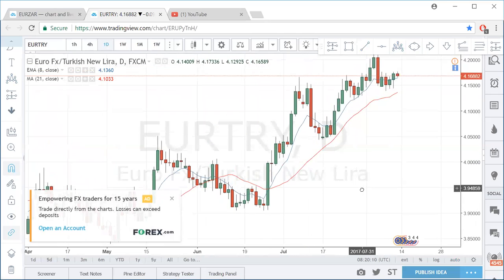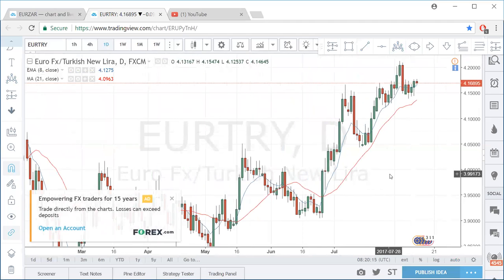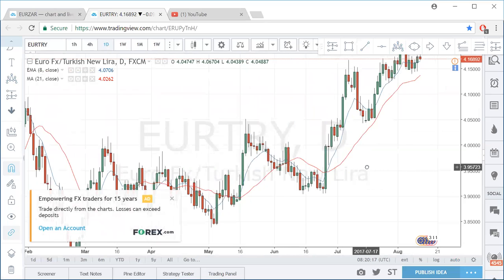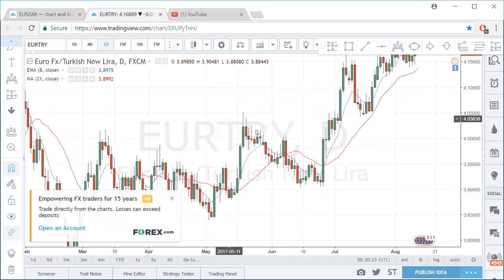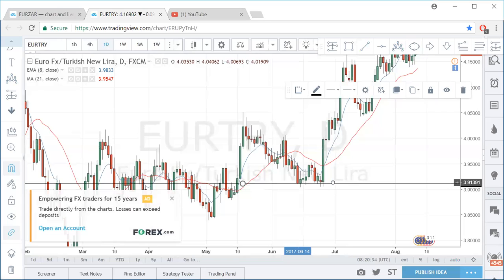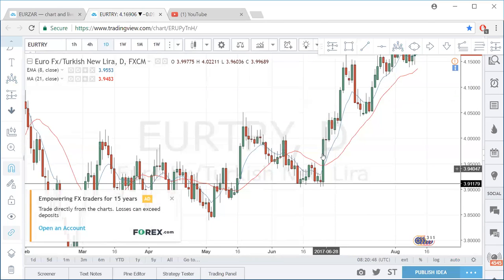Okay, let's have a look here again. I'm going to give you one secret. I see a perfect double bottom here. Now, when I say double bottom, this is what I mean, right? I see a perfect double bottom here. Now, with me seeing this, I know the price is going to go up. I know the price is going to go up.